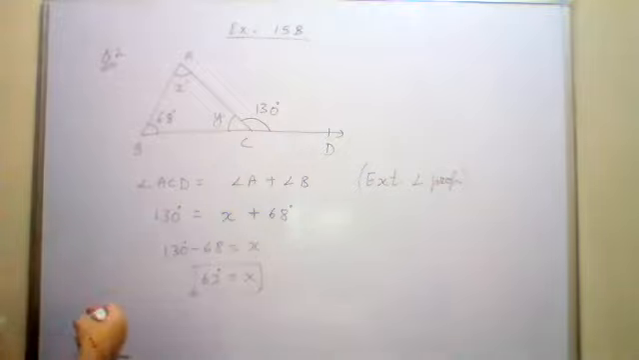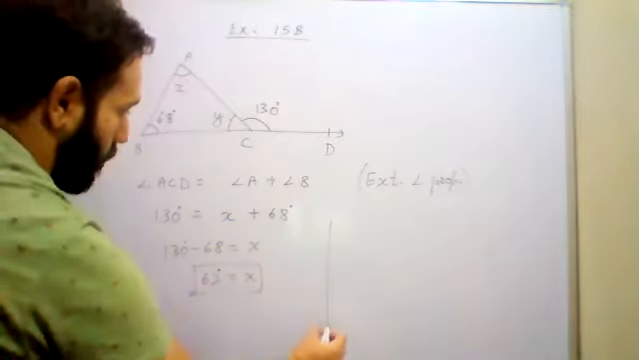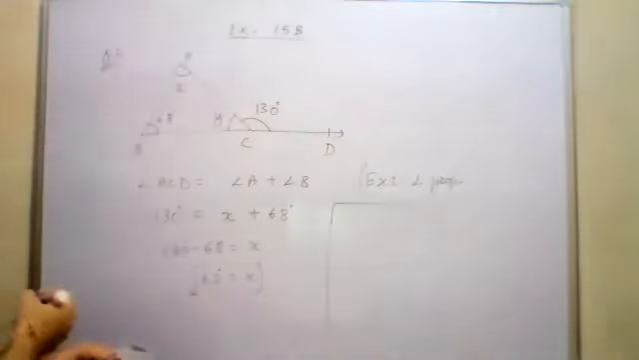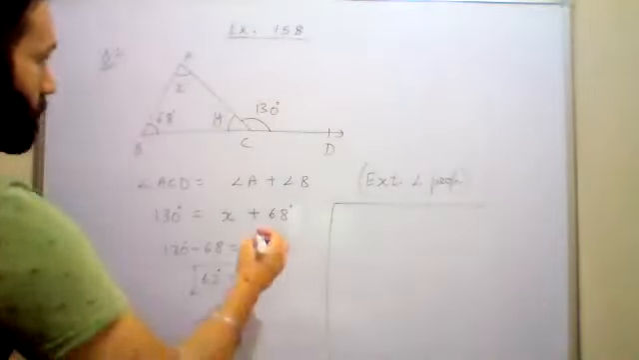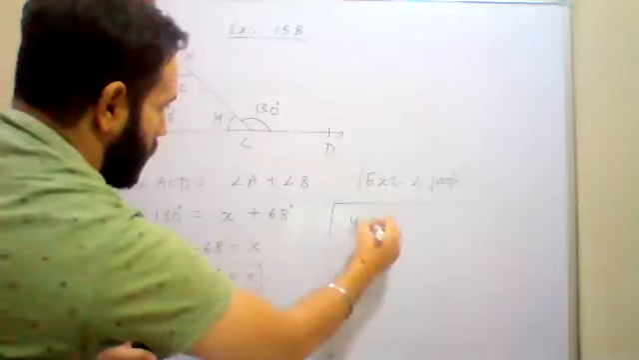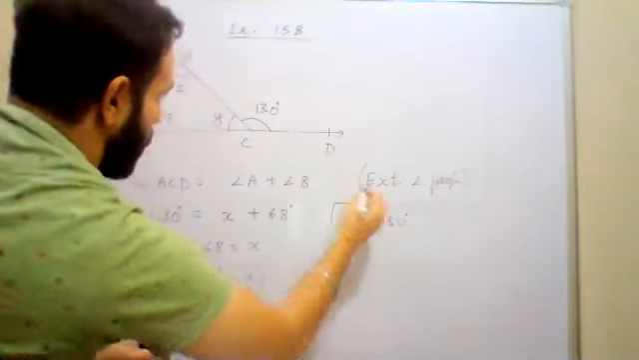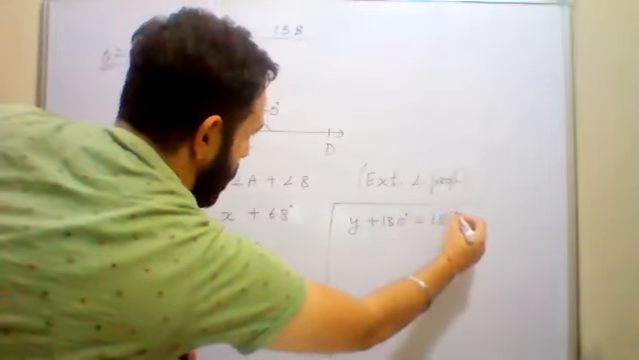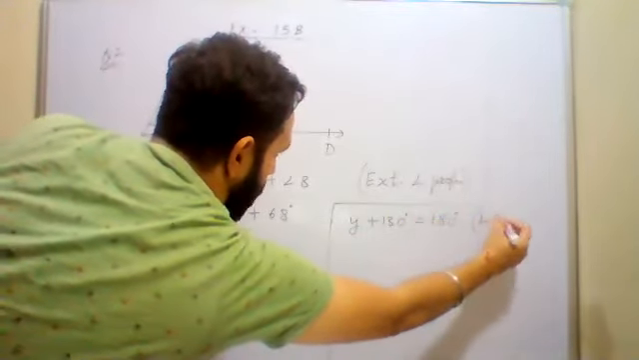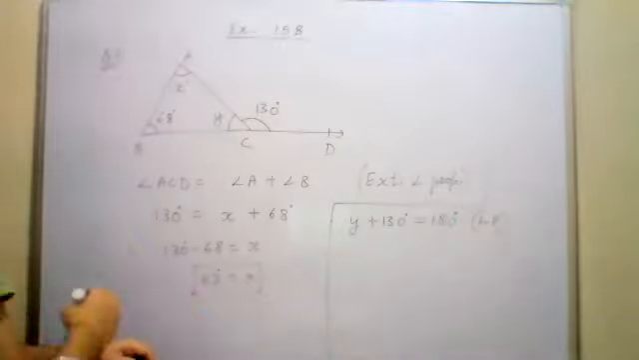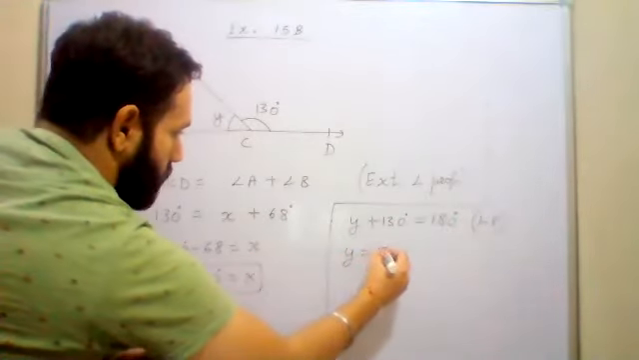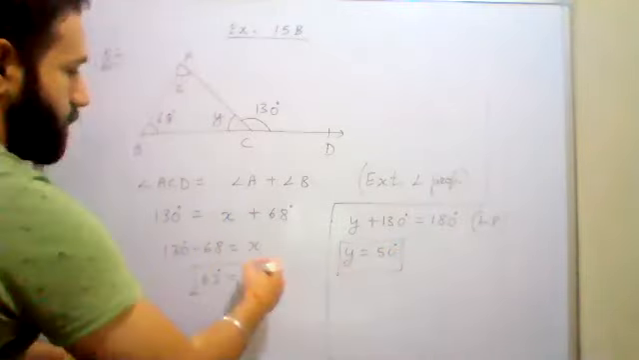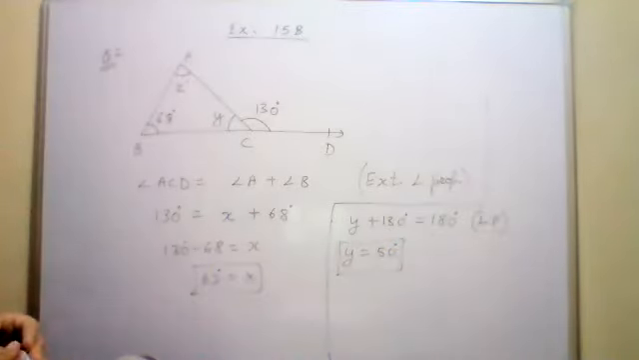Okay. Now, how will you find the measure of Y? We all know that y plus 130, these two are a linear pair. So their sum will be equal to 180 degrees. LP means linear pair. So what is the value of y? Y is equal to 50 degrees. Very simple question. X is equal to 62 and y is equal to 50 degrees.